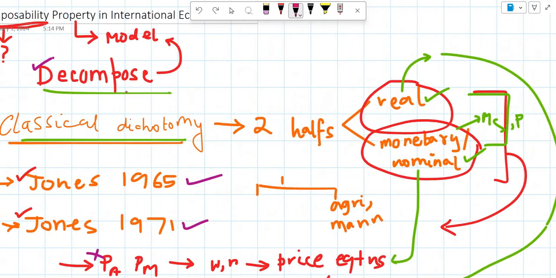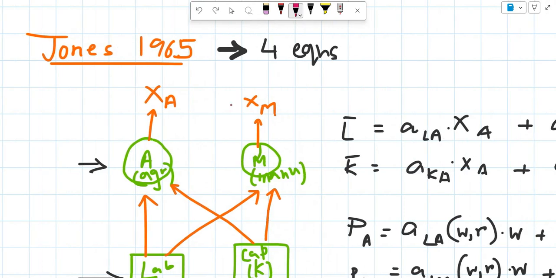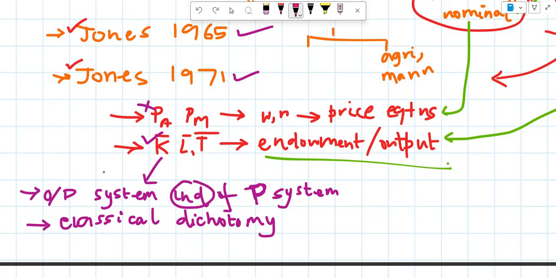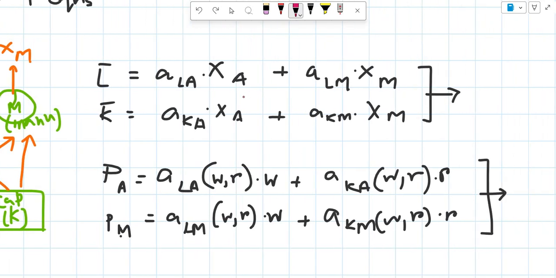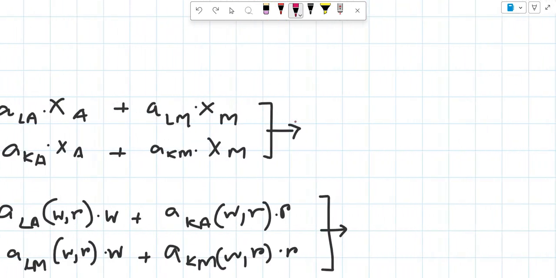In this video, let us apply the decomposability property for the Jones 1965 model. Now remember what I told about the decomposability property? Basically, the output system is independent of the price system. Now let us come back to the Jones 1965 model. So we have the four equations that represent the Jones 1965 model, and we have this output system. So we have an output system and we have a price system.